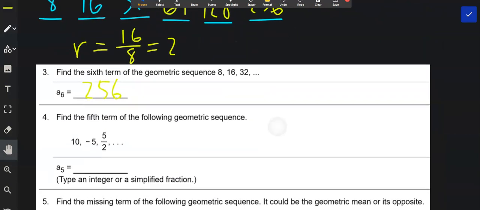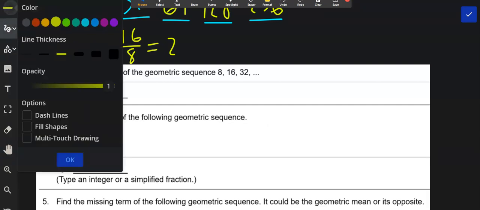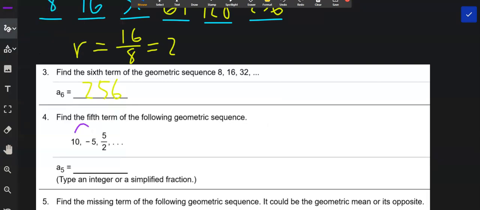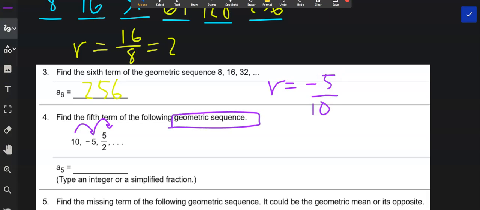Next, find the 5th term of the following geometric sequence. Okay, so what are we multiplying by? No idea. Okay, we know that we can take any term and divide by the previous term. Now, they've guaranteed you it's a geometric sequence. They're not even asking you. They're telling you it is. So I only need to do this one time. Any term divided by the previous term. What do you get? It is negative 1/2. So every time we move forward, we're multiplying by negative 1/2.